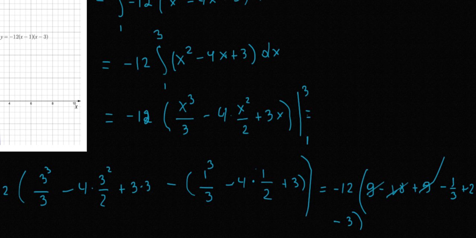It might be a good idea to distribute negative 12 at this point. So then we're going to get 4 minus 24 plus 36. And all of that together is going to be 16. So the area of this region is actually 16, as we've calculated.